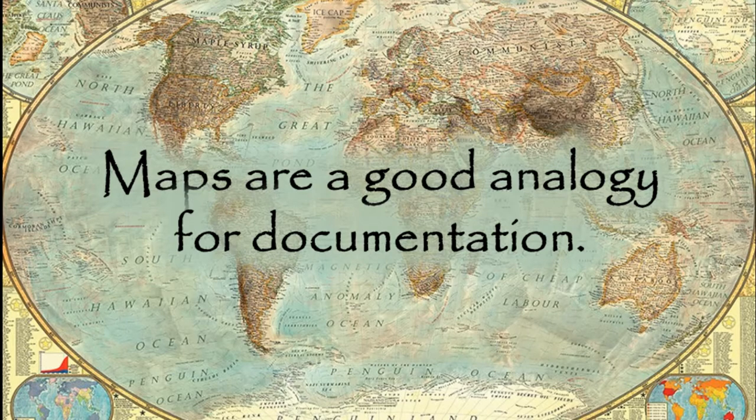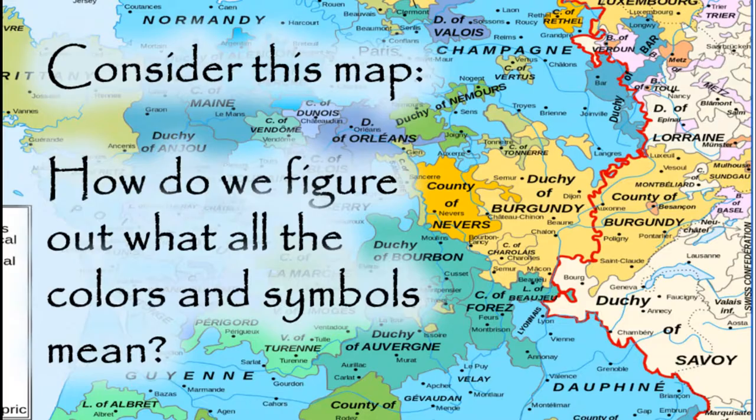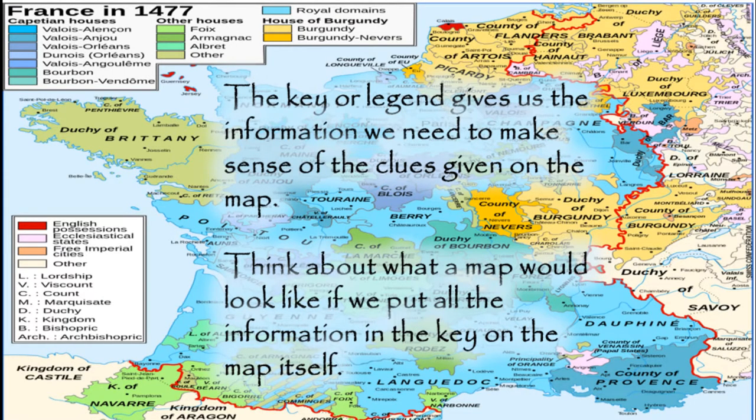Now, maps are a very good analogy for documentation. When we have a map, how do we figure out what all the symbols and colors mean? We've got some here, some of it's spelled out, some of it's not, but do we really know what all of these mean? We look at the map, it's the main thing. But to understand what everything means, we have to look at the legend. And you can see from this map, there's a whole lot more in this legend that we might not even perceive by looking at the map.